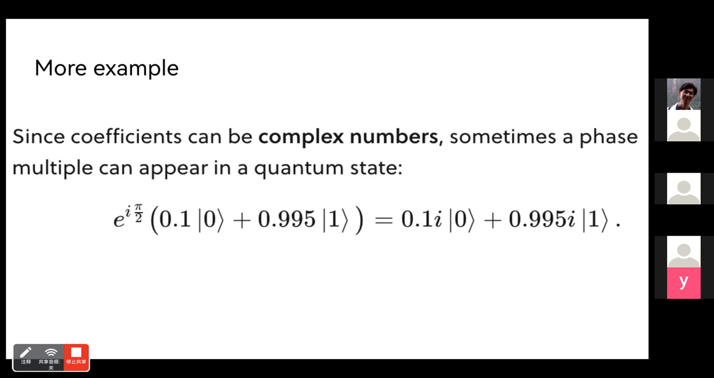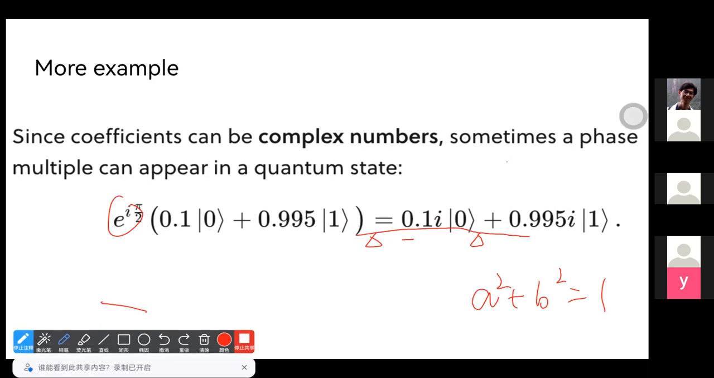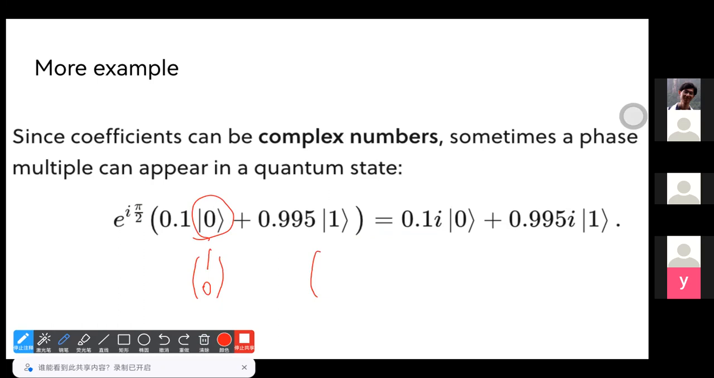Okay. And do you remember this signal? This signal means that it's in the 1 state. So in matrix, it's like that. And these are only single qubits here. It also can be in the 0 state. It also can be in the 1 state.